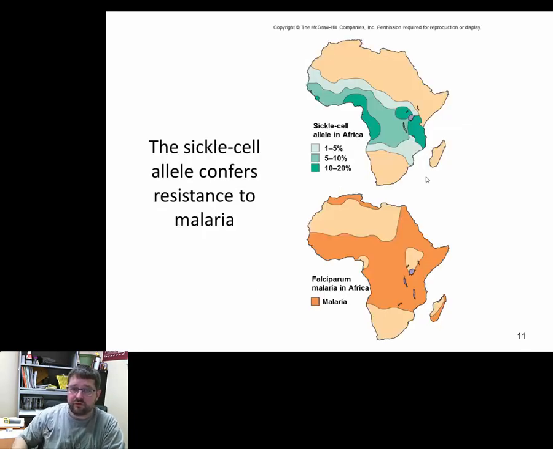So what do we see? We see that individuals with sickle-cell anemia occur in the same regions where we see one of the main malarial parasites. And so you see this direct connection. Yes, it's a disadvantage to have sickle-cell anemia and carry that allele, but you're at an advantage because you cannot get malaria.